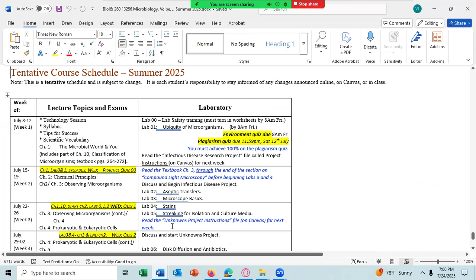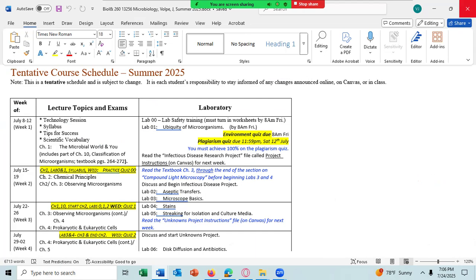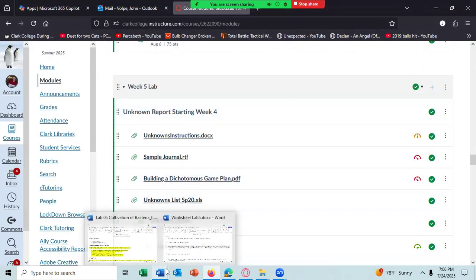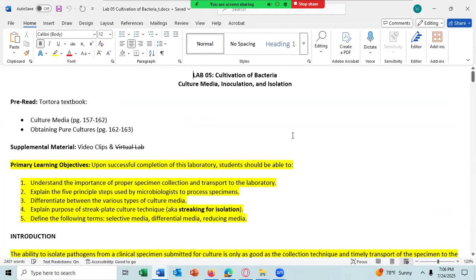So let's talk about Lab 5, Streaking for Colony Isolation and Culture Media. Lab 5, Cultivation of Bacteria, Culture Media, Inoculation, and Isolation. As always, there's some reading to do before you do the lab. So read about culture media, just a few pages. And then read about obtaining a pure culture, page 162 to 163. There are some video clips in today's lab. There is no virtual lab.